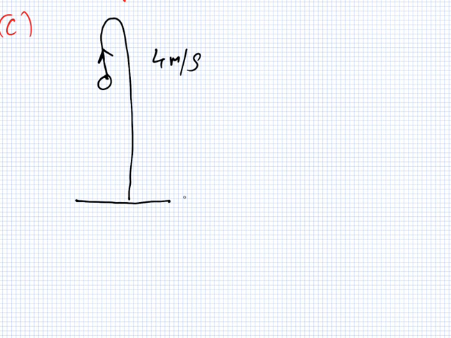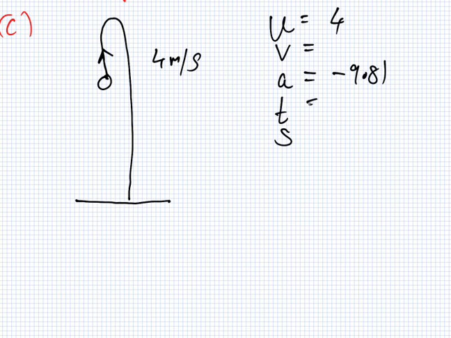What else are we told? It's 200 meters. Okay, so this is UVATS. The U is 4. The V we don't know. What's the A? 9.8, minus. The T we don't know. And the S? 200 meters. No, minus 200. If you don't have the minus, you'll get it wrong.